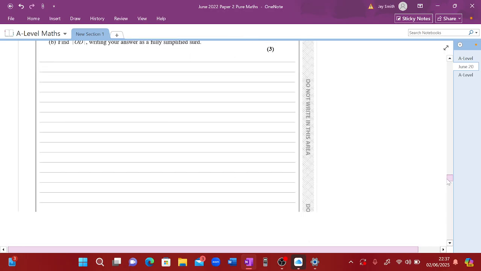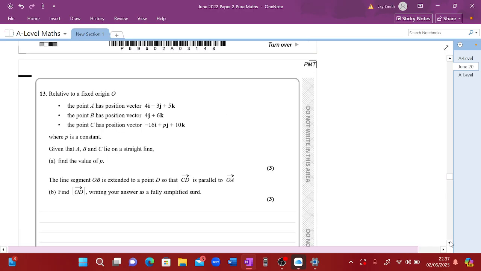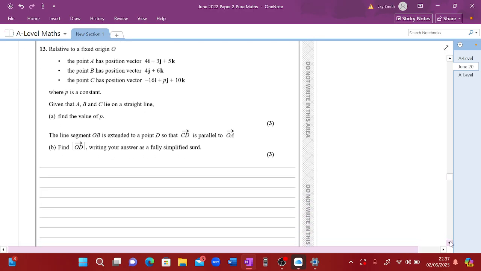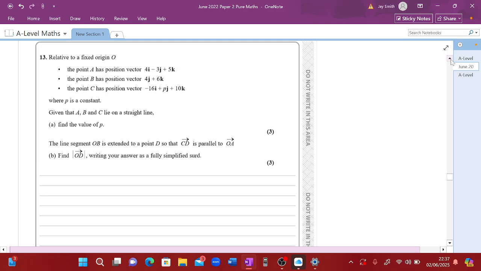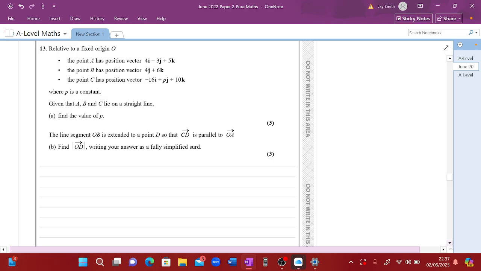Okay, we did that bit. Cool. Vectors. Okay, let's go over this. So again, it's a fairly typical vectors question. Okay, so we have, relative to a fixed origin, position vectors for A, B, and C. I noticed P's there. And it says given A, B, and C is in a straight line, find the value of P.